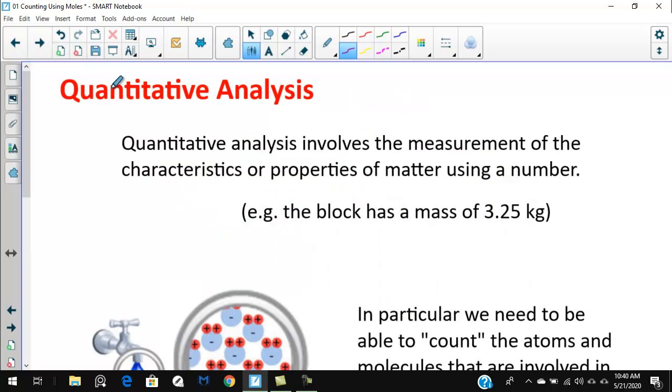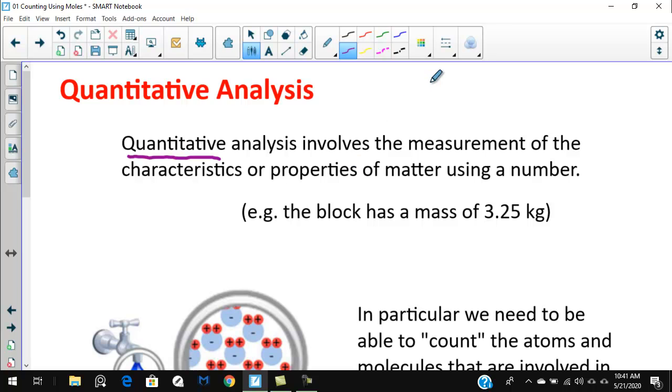To get started, we're going to make a little bit of a difference from what we have been doing. We've been doing qualitative analysis, looking at colors and what it's doing just by visually seeing things. What we're getting into now is another aspect of chemistry called quantitative analysis. So it's a way of actually putting a number and measuring certain things as we do the chemistry.